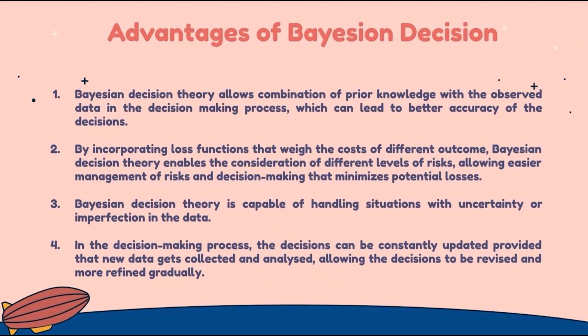So what are the advantages of Bayesian decision theory? Bayesian decision theory allows for a combination of prior knowledge with the observed data in the decision-making process, which can lead to more accurate decisions. Besides, by incorporating loss functions that weigh the cost of different outcomes, Bayesian decision theory enables the consideration of different levels of risk, which allows easier management of risk and decision-making that minimizes potential losses. On top of that, it is also capable of handling situations with uncertainty or imperfections in the data. It also allows constant updating of decisions, provided that new data gets collected and analyzed, making it possible for decisions to be revised and refined gradually.